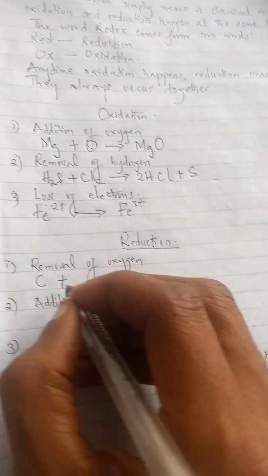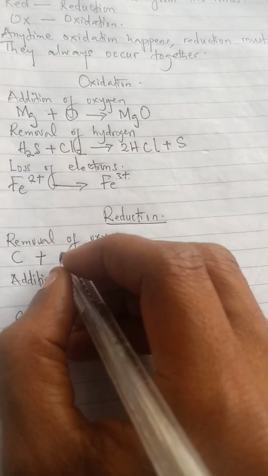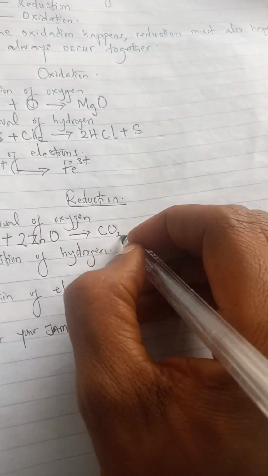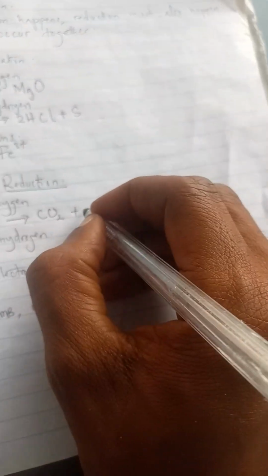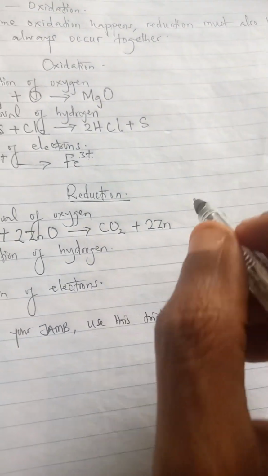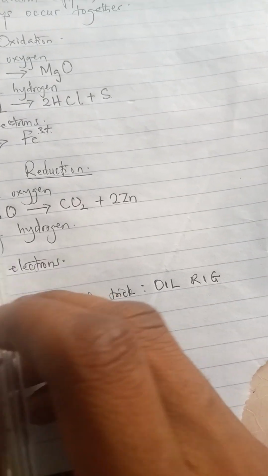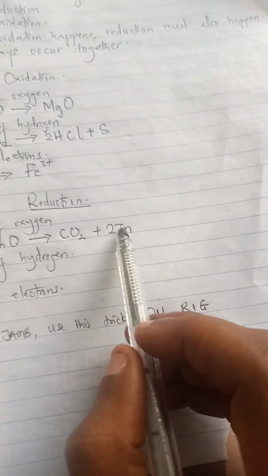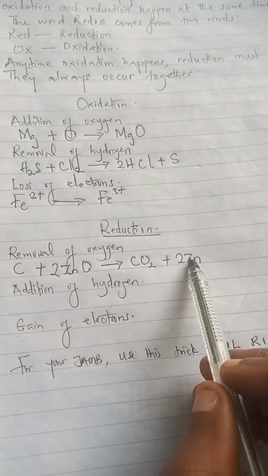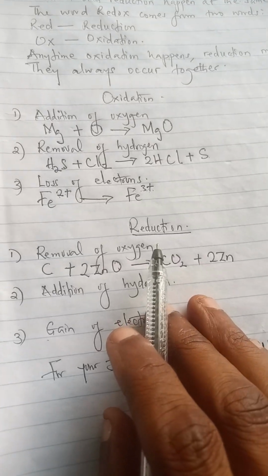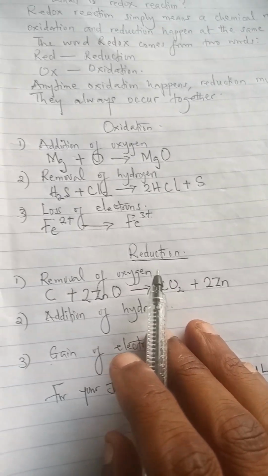Let us have carbon reacting with zinc oxide. When that reaction happens, we are going to have carbon dioxide plus zinc. So you see now that the oxygen that was with the zinc oxide has been removed. So only zinc is now standing. So oxygen has been removed. Reduction has taken place.